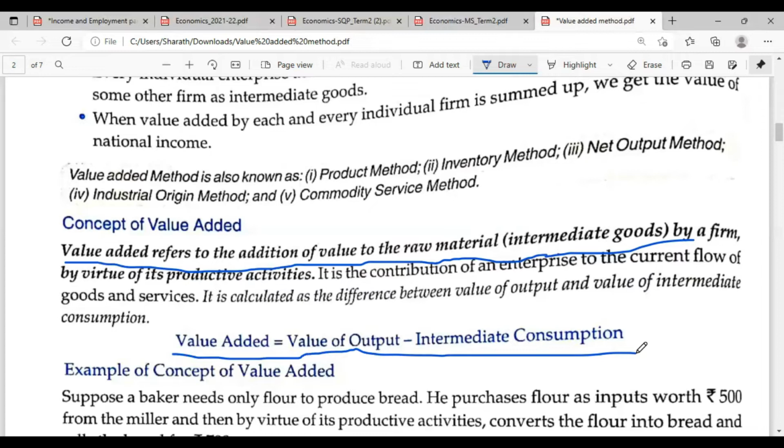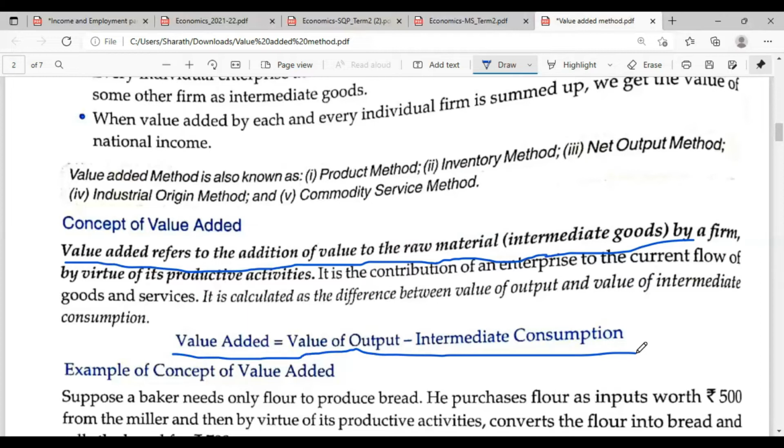Remember this formula: value added is equal to value of output minus intermediate consumption. As I already told you, value of output is nothing but the value at which the firm is ready to sell the commodity in the market.